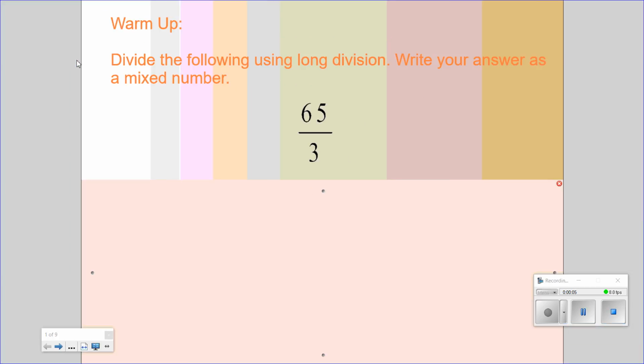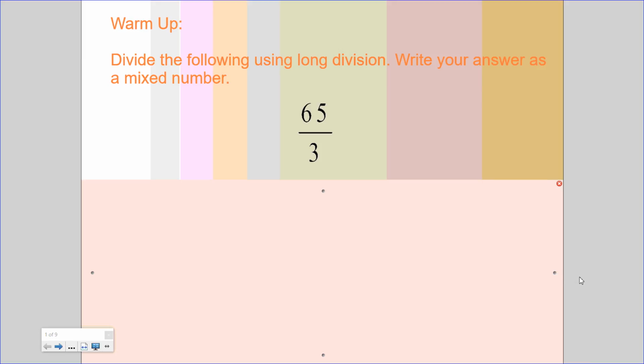In today's lesson, we're going to look at dividing polynomials. And before we divide polynomials, I want us to review long division of just regular numbers. So let's start with dividing 65 by 3.